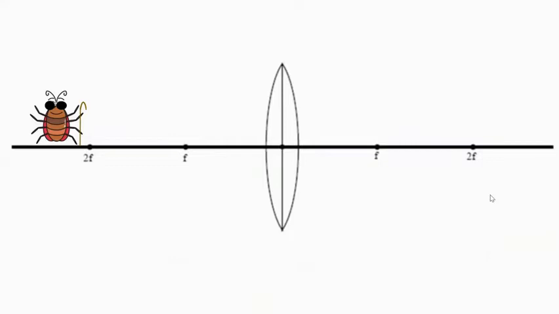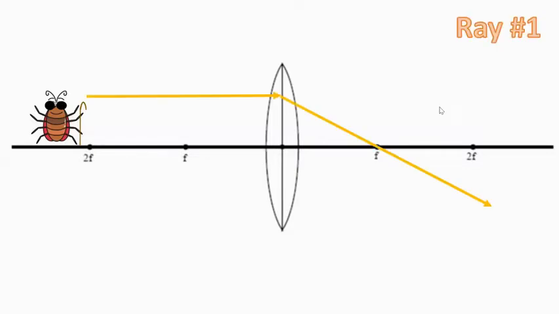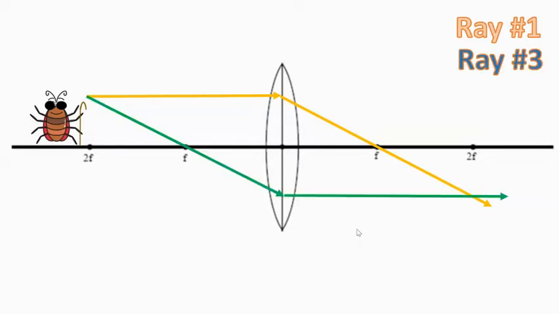So to find his image, we only need two of those three rays. So we'll start with the parallel one. And the line is parallel first. It bends and goes through the focal point. Then we can choose one other one, and I'll go ahead and choose ray 3. And ray 3 first goes through the focal point, then becomes parallel on the other side. And you see where they cross right here. That is where the top of his head is going to be. Okay, and the bottom of his feet will be on the axis. So just like that.